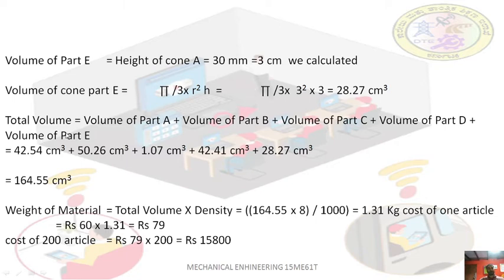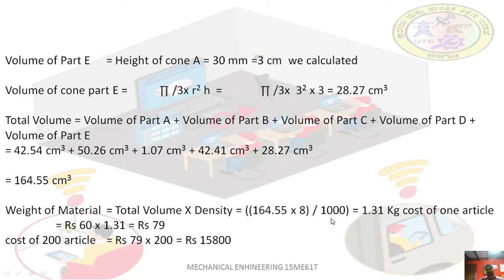Now you keep on adding the volume of all the components: volume of A, volume of B, volume of C, volume of D, and volume of E. You get the total volume as 164.55 cubic centimeter. Now for the weight of the metal, multiply this volume by density. So 164.55 into 8 divided by 1000, that will become 1.31 kg.